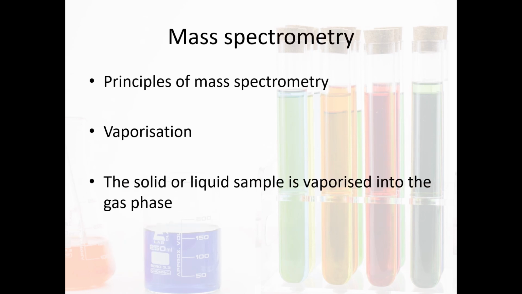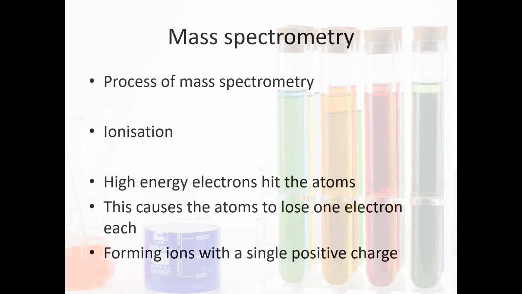Vaporization. The solid or liquid sample is vaporized into the gas phase. Ionization. High-energy electrons hit the atoms. This causes the atoms to lose 1 electron each, forming ions with a single positive charge.